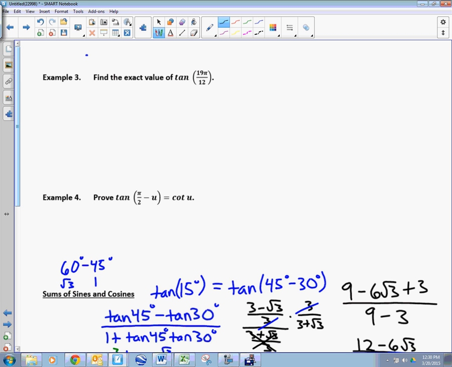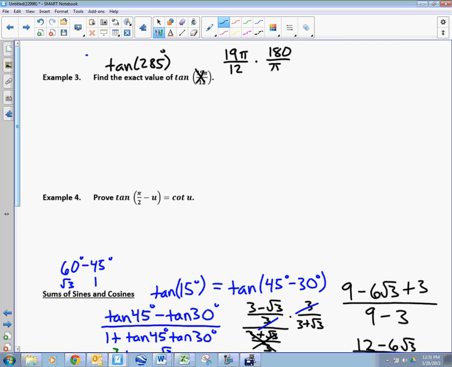It says find the exact value of tangent 19 pi over 12. First of all, most people don't like to deal with radians, so we convert it to degrees. So I take 19 pi over 12, and I multiply it by 180 over pi. 285. So I want to find the exact value of the tangent of 285.